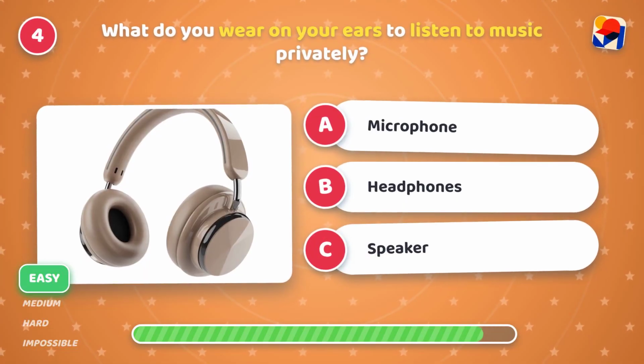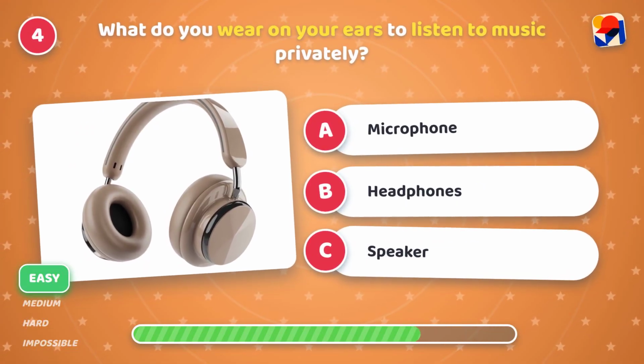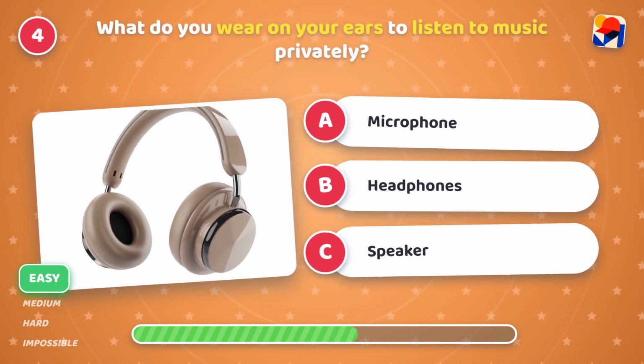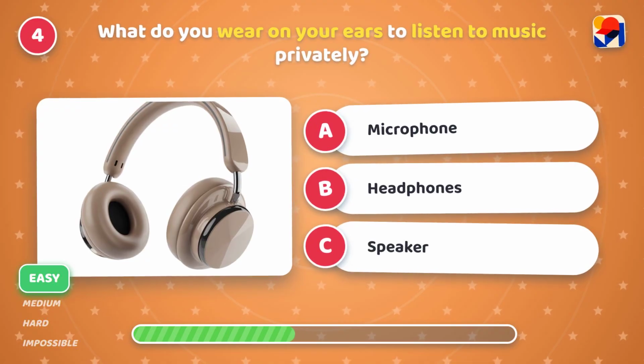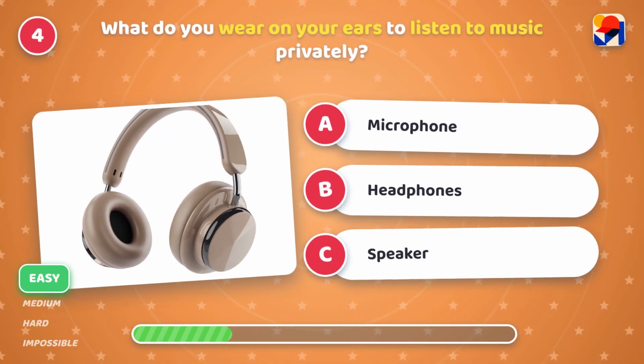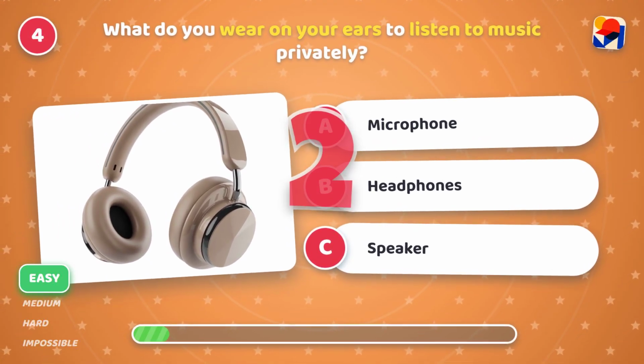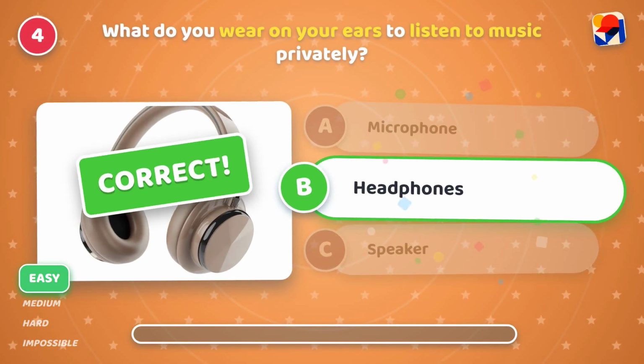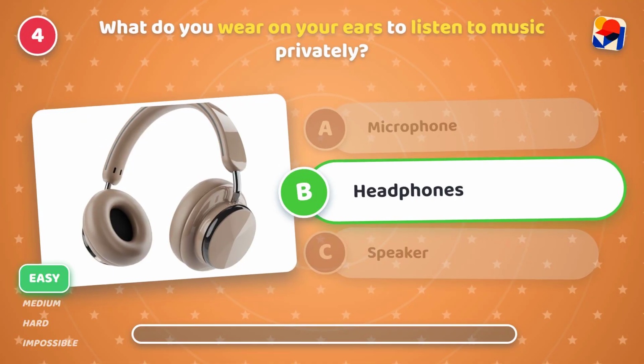What do you wear on your ears to listen to music privately? Is it A, microphone, B, headphones, or C, speaker? It's B, headphones. They let you listen privately.